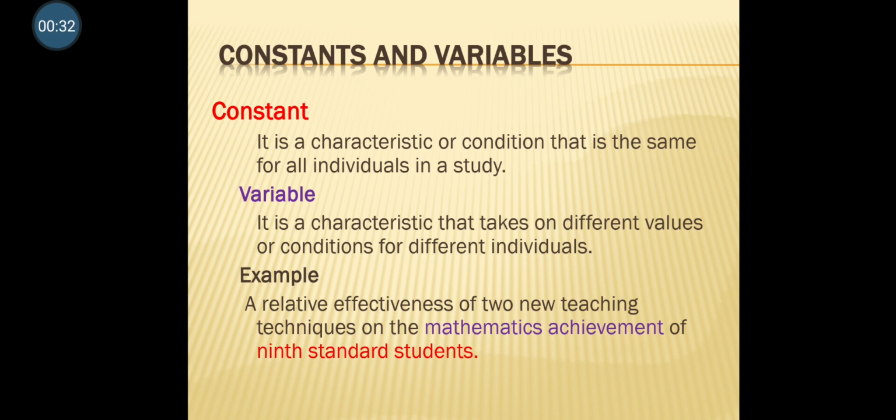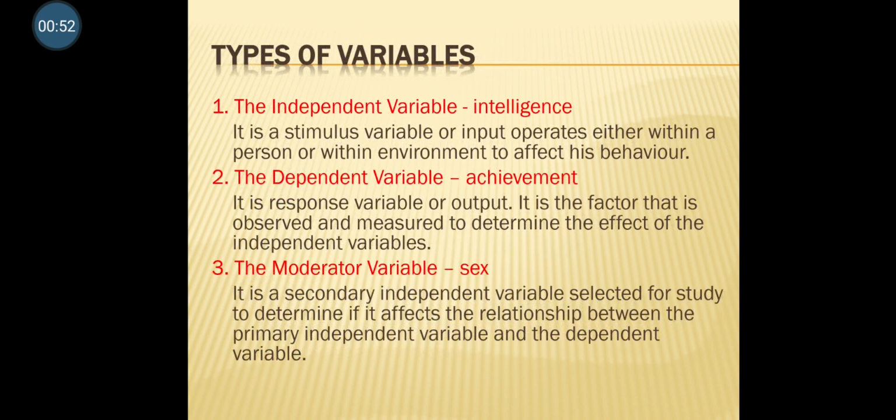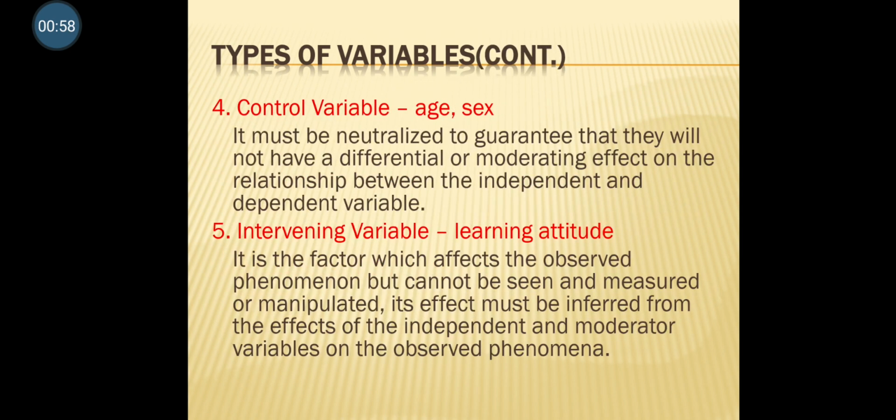Now we'll see what is variable. Variable is a characteristic that has different value for different individuals. So here in the above example, we can see the mathematics achievement, that is score of mathematics subject is a variable. Now we'll see what are the types of variables. We have 5 types of variables. We'll see it one by one.